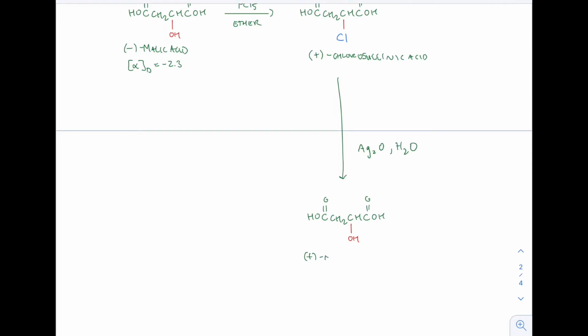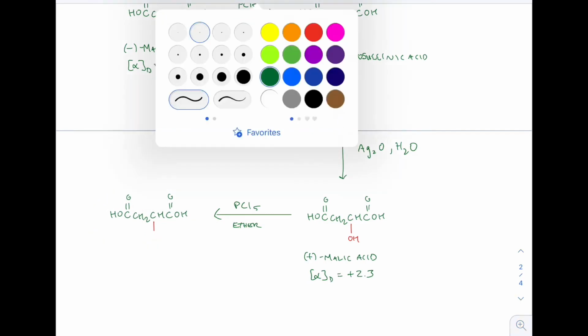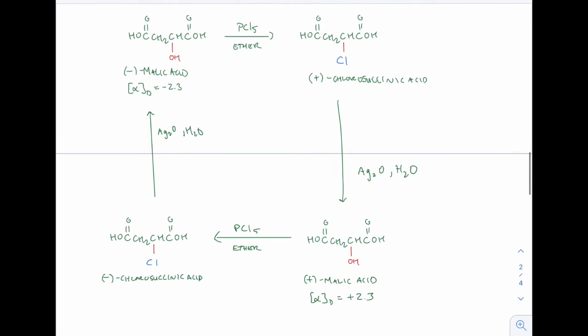After the addition of silver oxide and water, we get that OH back. But notice that the malic acid that's formed is the dextrorotatory enantiomer. Okay, so that's exactly opposite of the original compound. Now after the addition of PCl5 and ether again, what we get is that chlorosuccinic acid, and it's the opposite enantiomer again. It's the levorotatory this time. And then what do you think we're going to do? We have to add that silver oxide and water to get the negative, or the levorotatory malic acid.